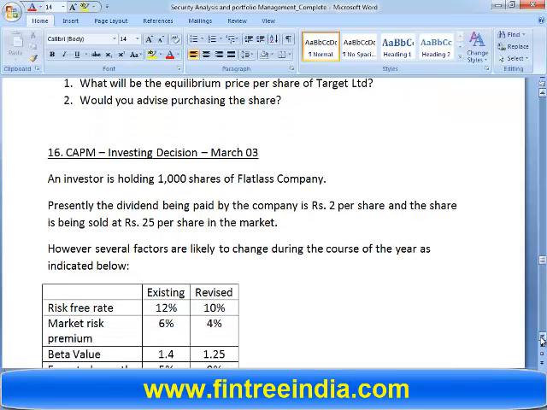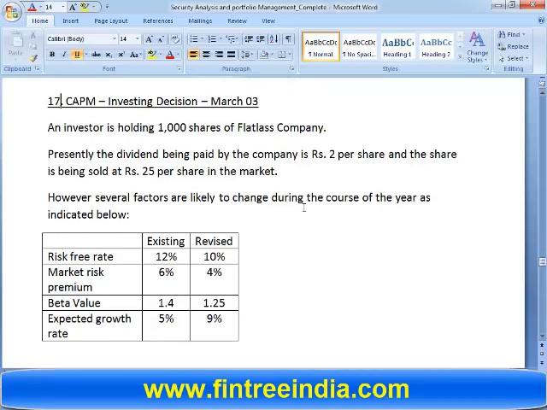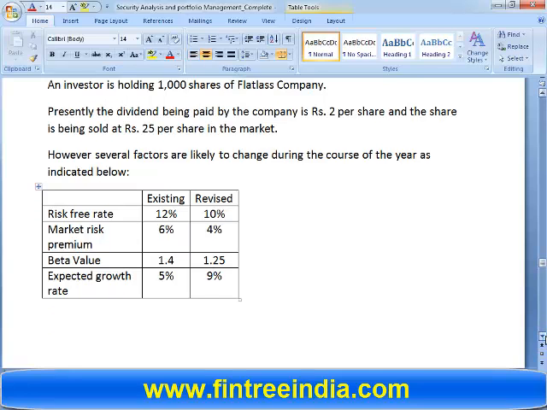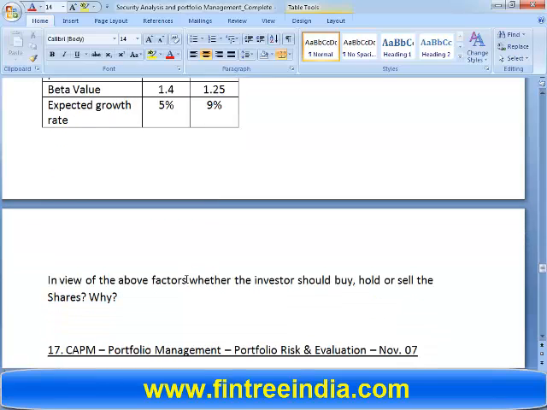Let's go, next question number 17 here. CAPM investing decision. An investor is holding 1000 shares of Flat Glass Company. Presently the dividend being paid by the company is 2 per share and the share is being sold at 25 per share in the market. However, several factors are likely to change during the course of the year, as indicated below. Existing 12%, revised 10%. Market risk premium will change. Beta value is going to change. Expected growth rate is going to change significantly. Now, in view of the above factors, whether investors should buy, hold or sell the shares, and why?